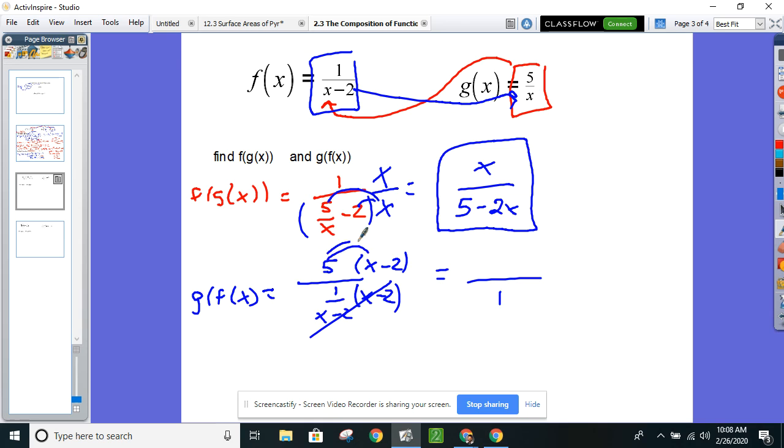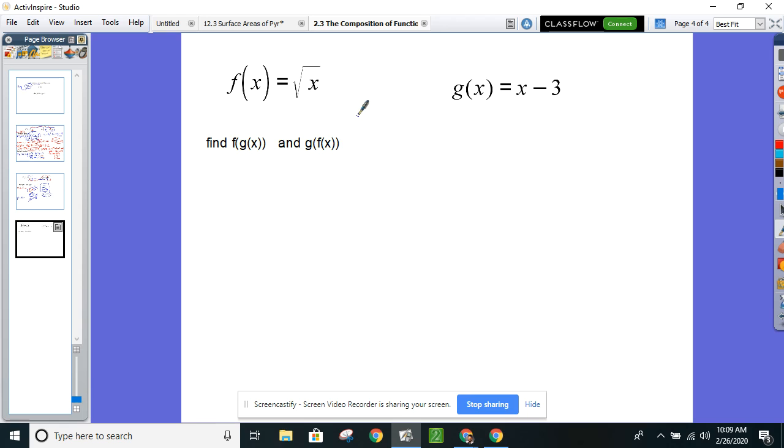Here, you distribute this 5 through. You're left with 5x minus 10. 5x minus 10 is your answer on that one. All right, one more for your legs. This one seems hard, but it's really not that hard.